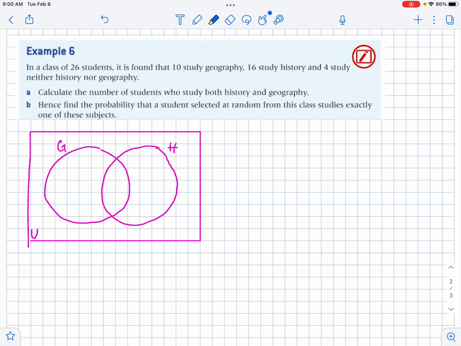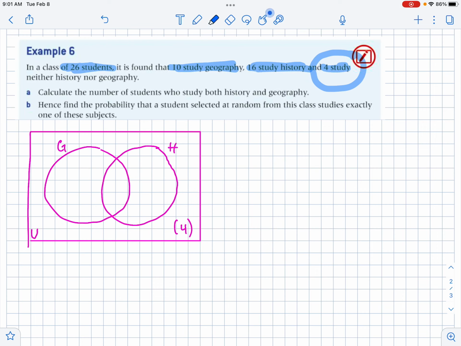Now looking at the specific numbers, I know that everything has to add up to 26 students. I know that 10 are in geography and 16 study history, but 4 study neither history nor geography. This 4 studying neither is exactly where I'm going to start with my Venn diagram, because I know that 4 people live outside of that.